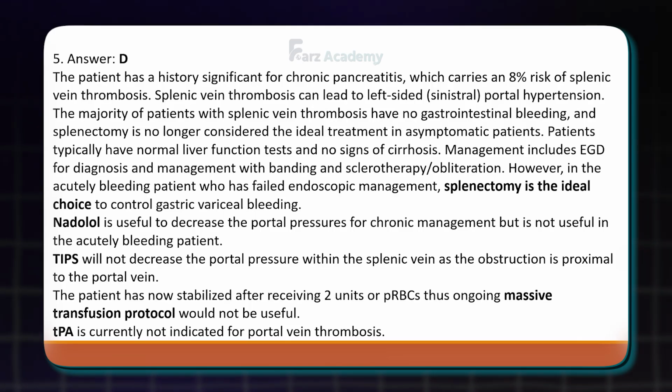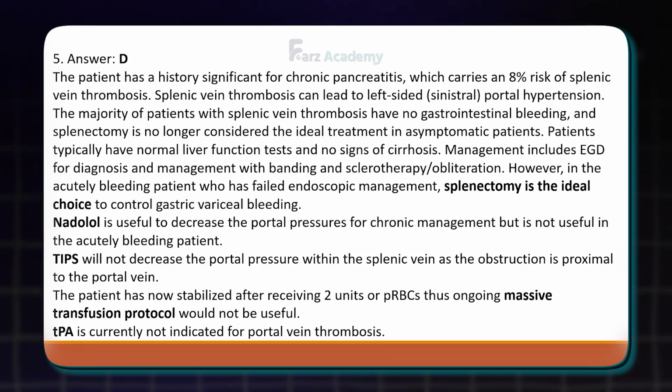The patient has a history of significant chronic pancreatitis, which carries an 8% risk of splenic vein thrombosis. The splenic vein thrombosis can lead to left-sided portal hypertension. The majority of patients with splenic vein thrombosis have no gastrointestinal bleeding, and splenectomy is no longer considered the ideal treatment in asymptomatic patients. Okay. Patients typically have normal liver functions, no signs of cirrhosis.